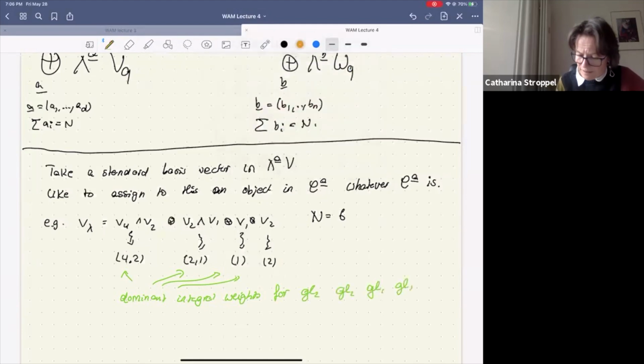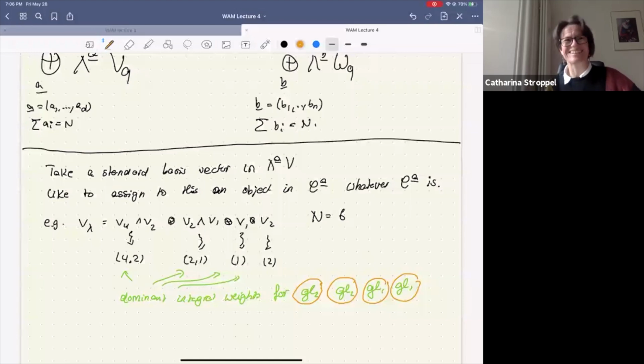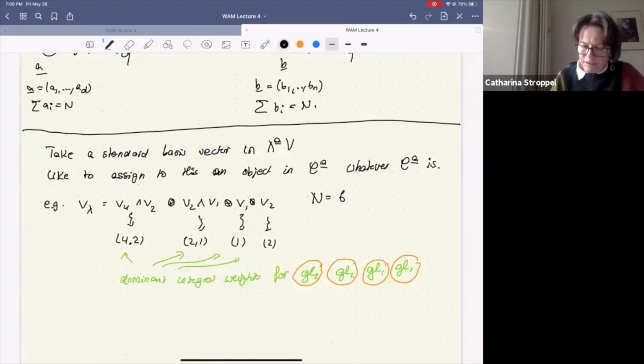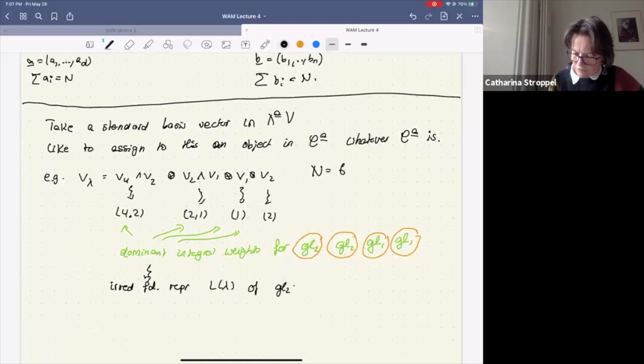And I should maybe make them orange because they have nothing to do with the red GLN yesterday or the green GLD yesterday. So it's yet another GL. If you write a weight in the epsilon basis, it's decreasing integral numbers. So now for each such dominant integral weight, I have a unique irreducible finite dimensional representation. So what I can assign to this is an irreducible finite dimensional representation, L lambda of GL2 times GL2 times GL1 times GL1.